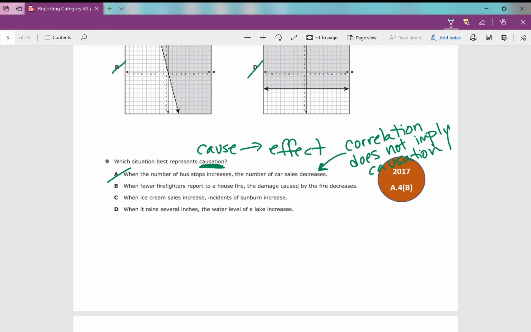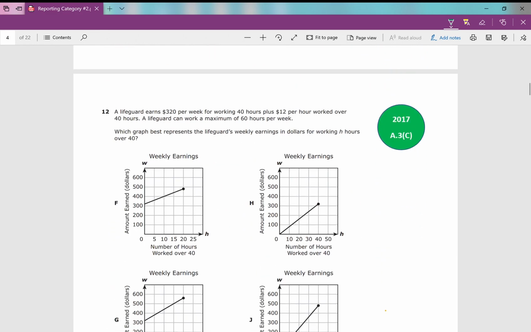B, when fewer firefighters report to a house fire, the damage caused by the fire decreases. Well, one does not directly cause the other. C, when ice cream sales increase, incidents of sunburn increase. No, absolutely not. D, when it rains several inches, the water level of a lake increases. Absolutely. When it rains, the water level increases. One causes the other. So that represents causation. All right, let's go on to number 12.